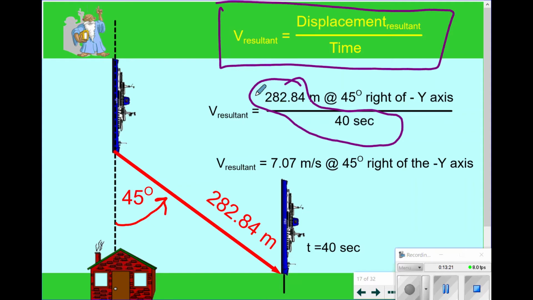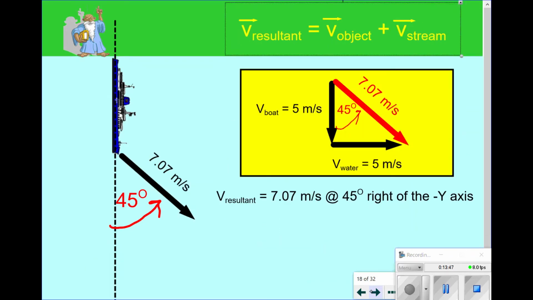The direction of the resultant velocity is always the exact same direction as the displacement vector, the displacement resultant vector, because the velocity resultant made the displacement resultant. So they will always be in the same direction. But if I didn't want to find the displacement, I just wanted to find the resultant velocity, I could also just look at the velocity vectors involved on the boat. I have the boat's velocity and the water's velocity and add them up like vectors.